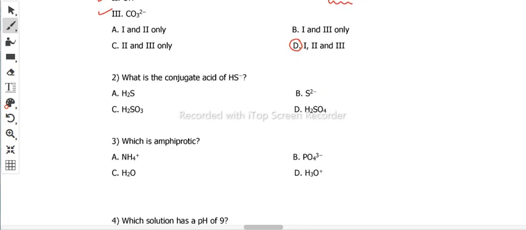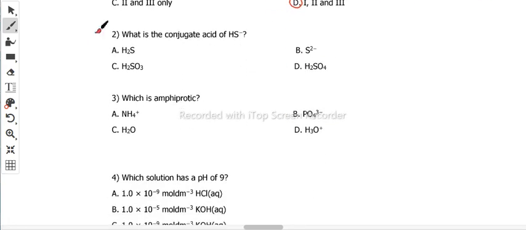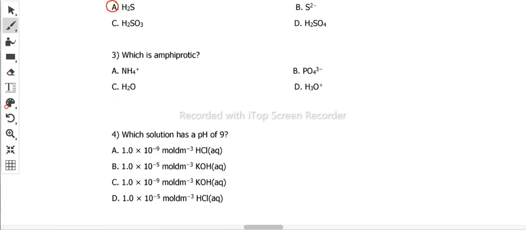Continuing with question number 2, what is the conjugate acid of hydrogen sulfide ion? If the question is asking you to find the conjugate acid, definitely you need to add H positive. So if you add H positive to the HS negative, your final answer would be A, which is H2S.